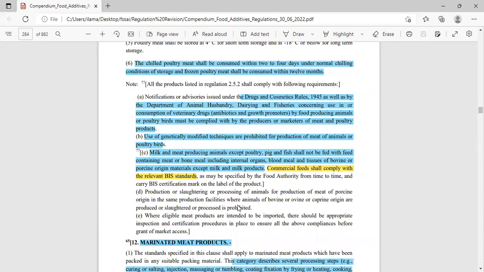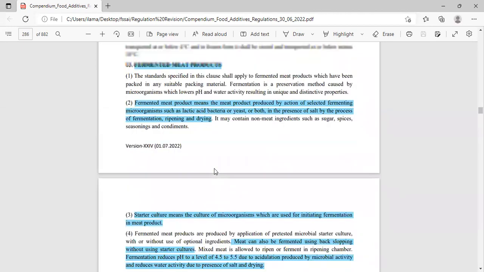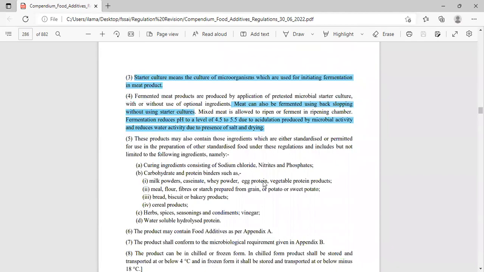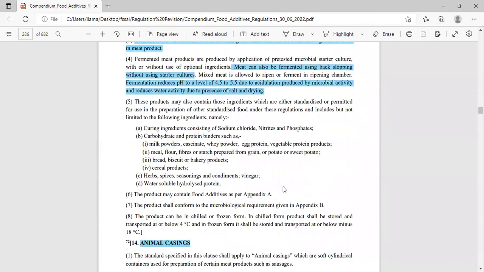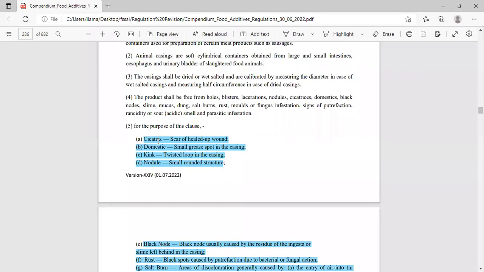And commercial feeds which we are using for our animals has to satisfy the BIS standards. So please make note of this. And just go through what are fermented meat products and the starter cultures. What is animal casing and for what purpose we are using the types of casing.